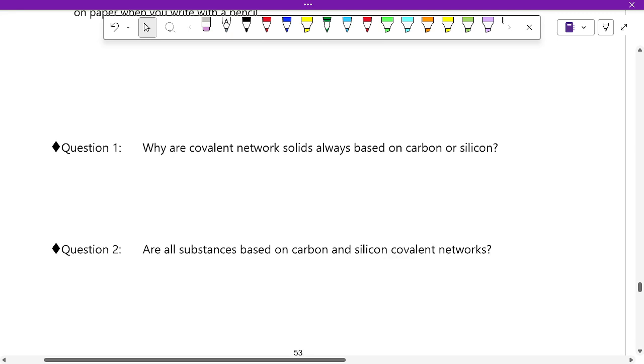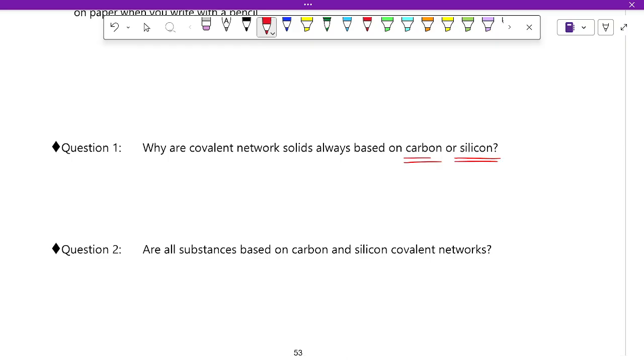Why are covalent networks always based on carbon or silicon? That's just something for you to think about. Have a little chat with your neighbor about that. Maybe draw a Bohr model of carbon.